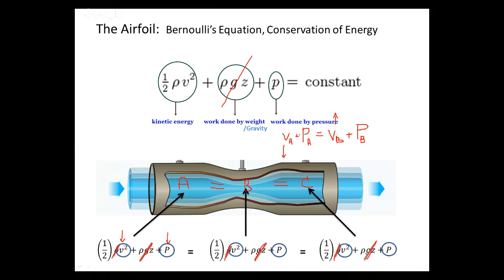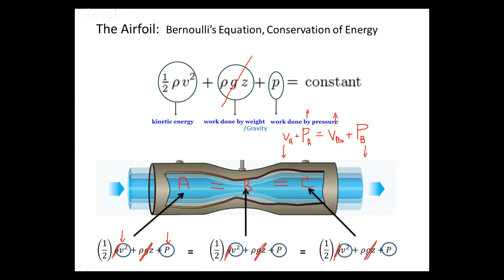If these are going to be equal, that means that only one thing can happen. The pressure has to go down, and this pressure has to be higher for these to stay equal. Got it. Make sense? Yes. Okay, awesome.